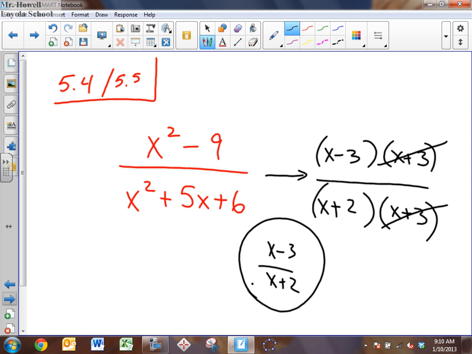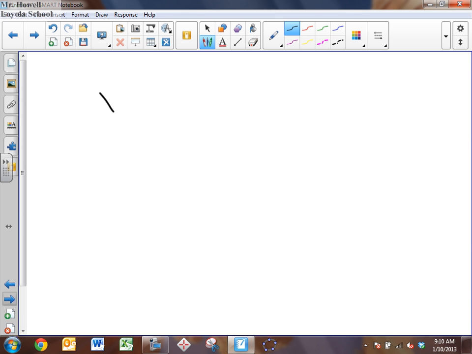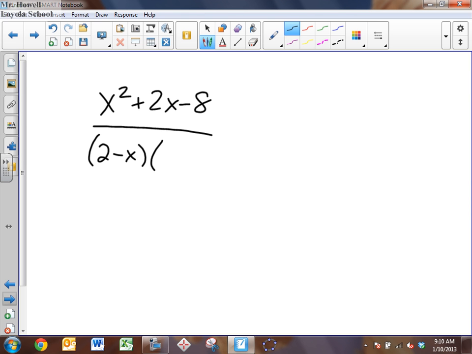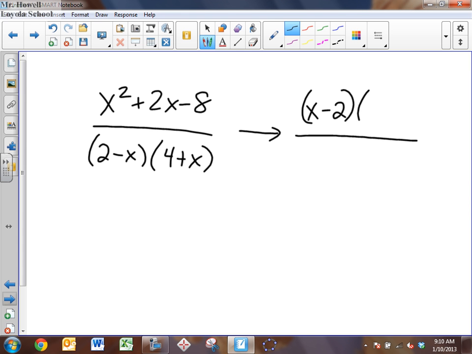From 5.4? What is the problem from 5.4? Okay, this is a good one because this is something I like on your test. Very good. X squared plus 2x minus 8 all over 2 minus x. This is something you should definitely know for your test. Now, we're going to factor the top, right, Alejandro? And when you factor the top, what does that factor into? X minus 2, x plus 4.